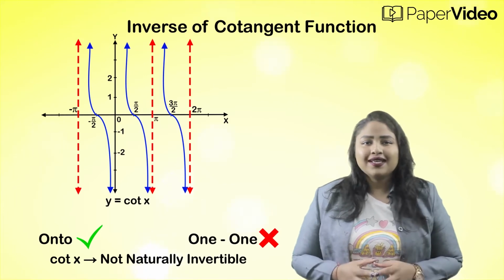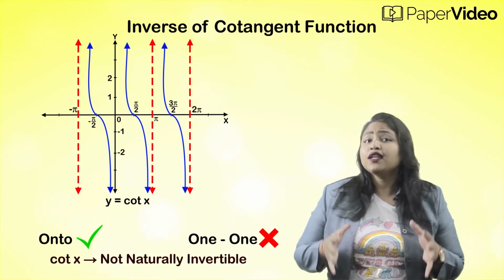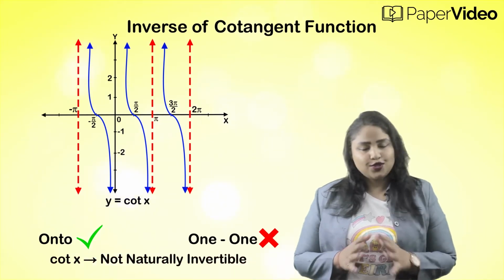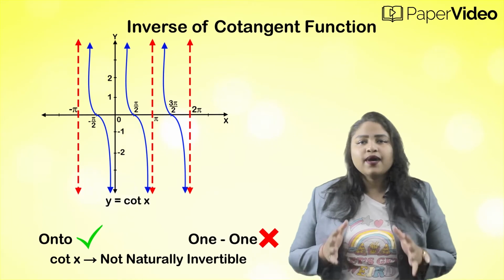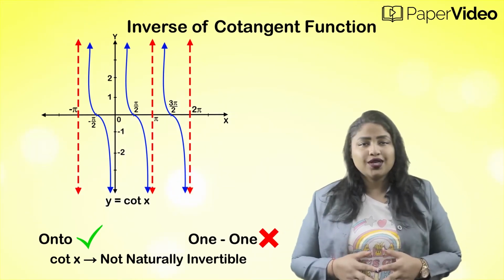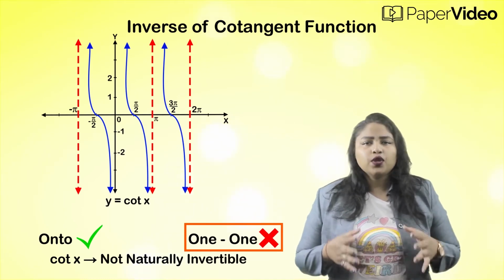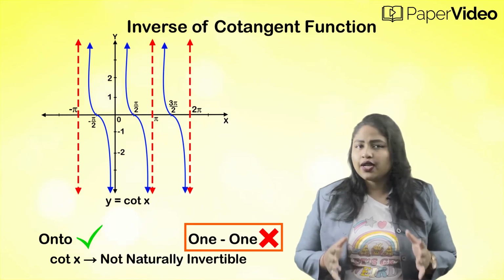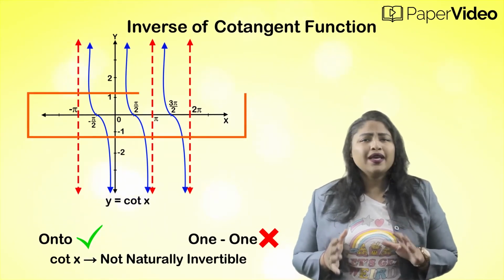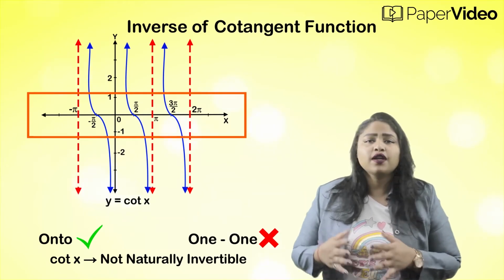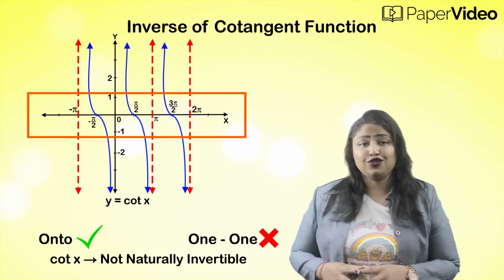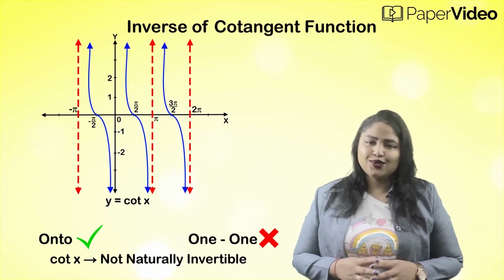So, how come we are studying inverse of cotangent function when cotangent function is not naturally invertible? Confused? Don't be. There is a method by which we can make cotangent function invertible, and that is what we are going to discuss now. As of now, we know that the cotangent function is not naturally invertible because it is not a 1, 1 function. So, we can make it invertible by making it a 1, 1 function by restricting its domain, just like we did for the tangent function. Let us understand how we can do this.